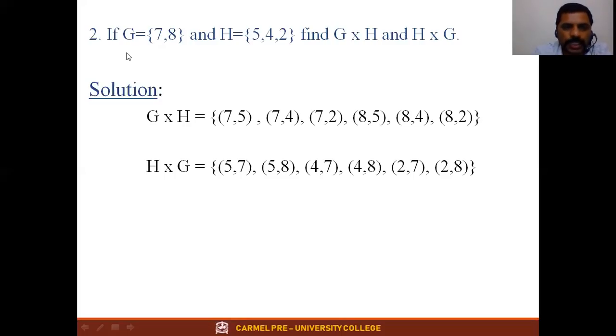Now G cross H. So the first element should be from G, the second element from H. First I'll start from 7. So I choose 7 here and I'll keep on trying with all the combinations of H. So first one will be 7, 5, 7, 4, 7, 2. Next, once I'm done with all the elements of H, what will I do? I'll do the next element 8: 8, 5, 8, 4, 8, 2. This is G cross H.